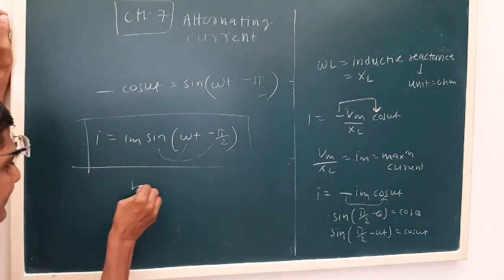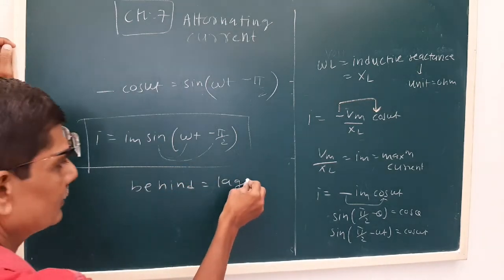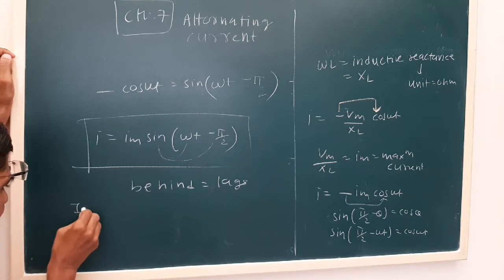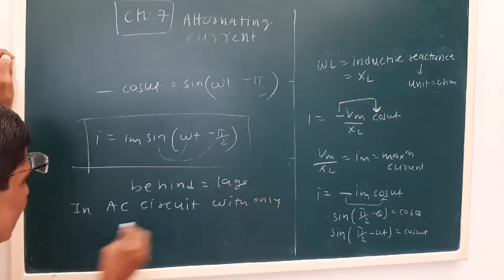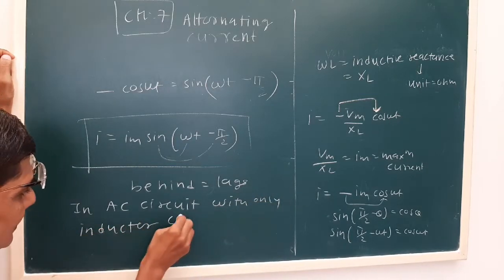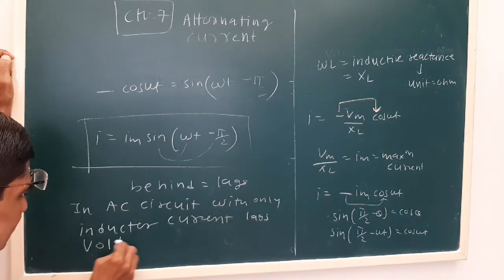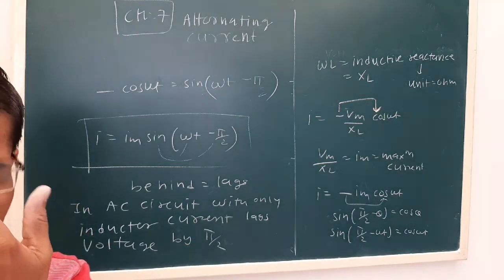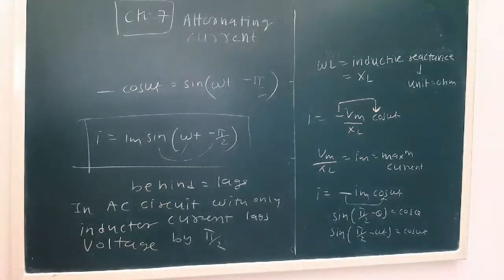For this, the notation uses lags. That we have to write. So we can write: in AC circuit with only inductor, current lags voltage. That we have to keep in mind, can be asked as an MCQ also. Now this is about the current in the AC circuit with only inductor.